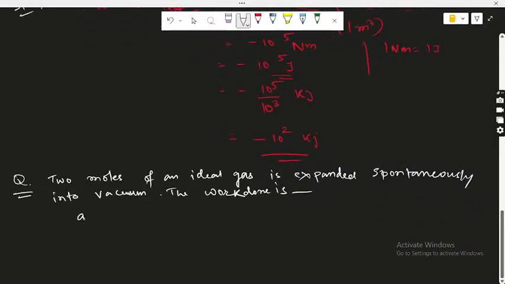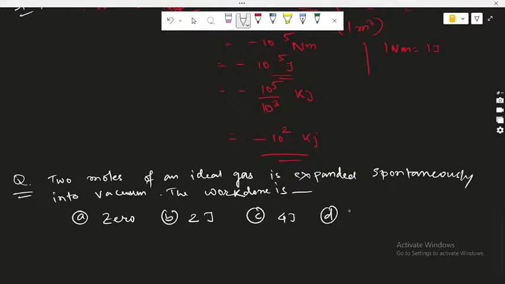So these are the options. A is 0, B is 2 joule, C is 4 joule, D is 8 joule. So can you tell me which one will be the answer?